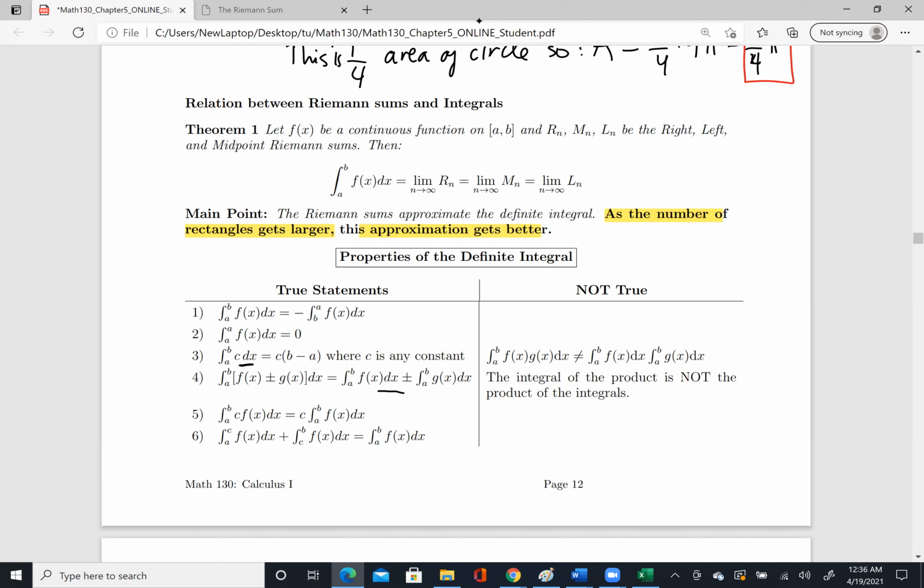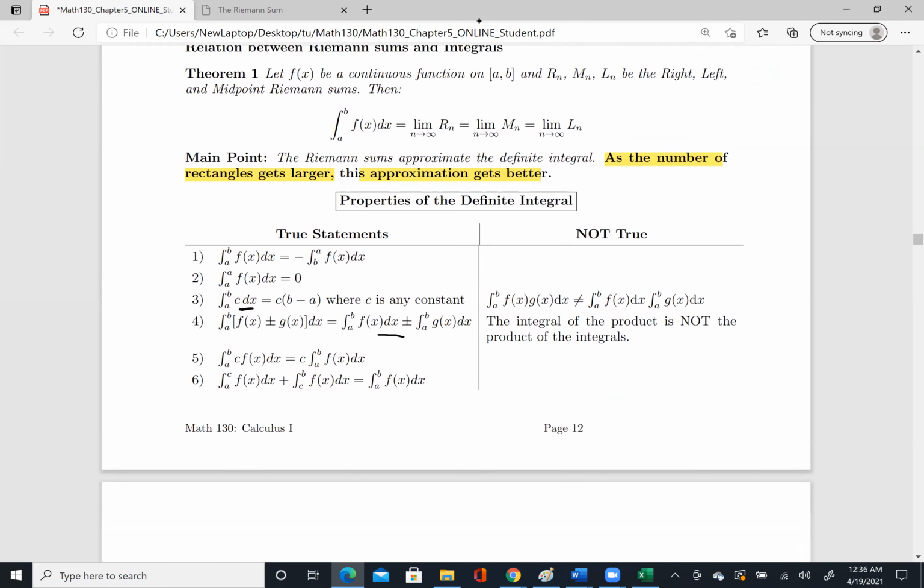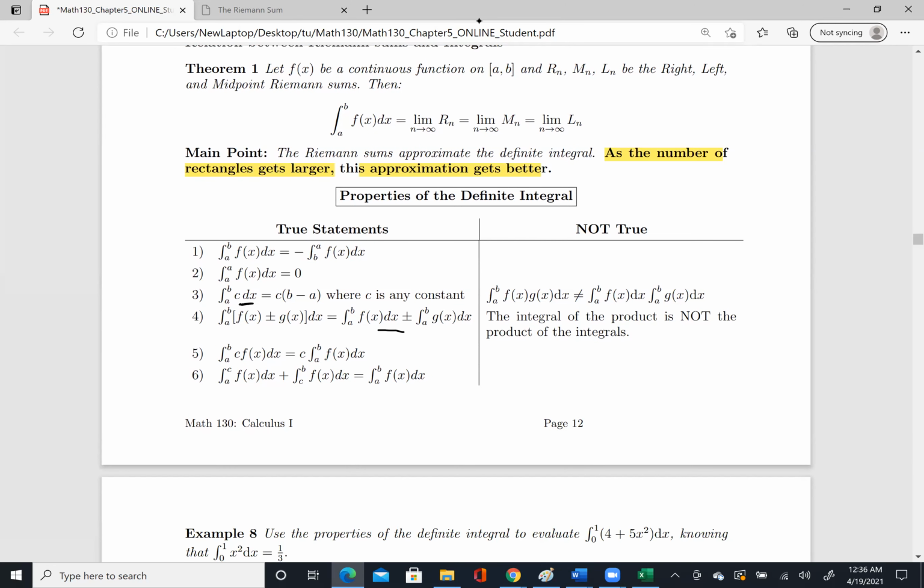There is an untrue statement that you may mix up, which is that the integral from a to b of f of x times g of x dx is not equal to the integral from a to b of f of x dx multiplied by the integral from a to b of g of x dx. So the integral of the product is not the product of the integrals. Remember that.